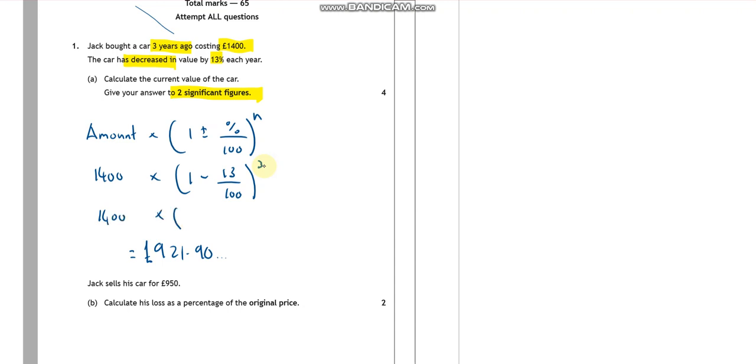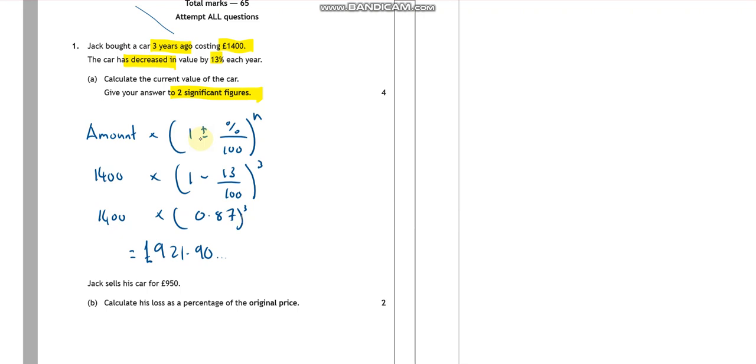Now, you don't have to put this line in, but just to show you what's going on inside that bracket, that would be 0.87 to the power of 3. That's our decimal multiplier. That number, when it's less than 1, will make this number smaller. When it's bigger than 1, it'll make it bigger. And this helps us avoid one of the big pitfalls.